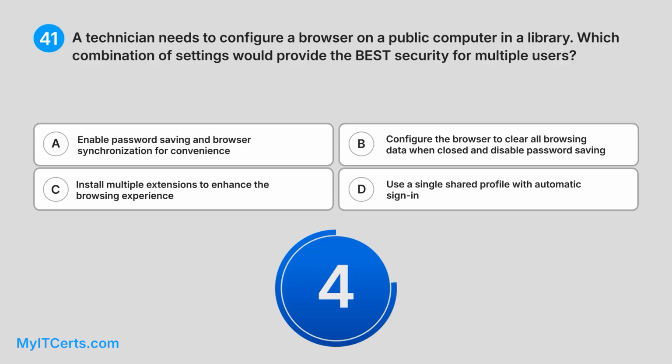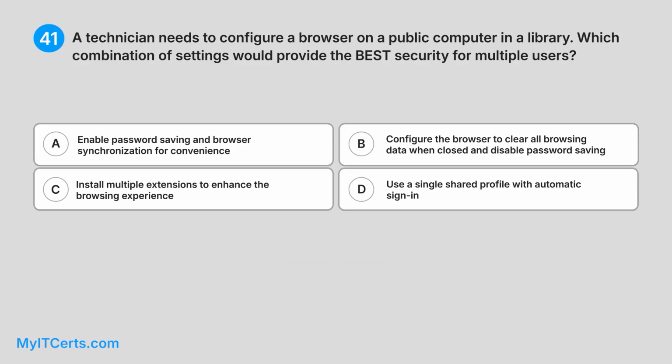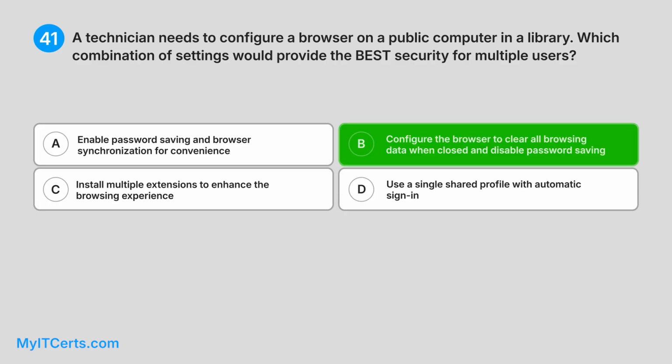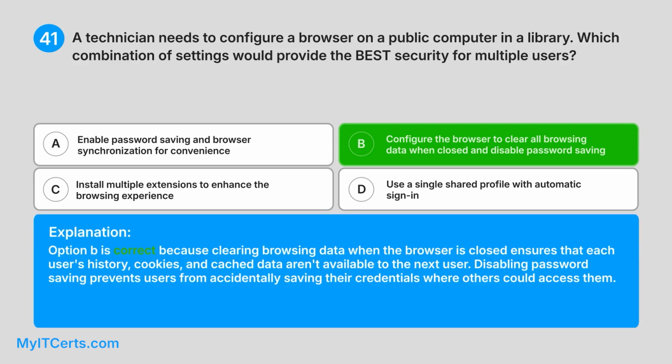Do you know the answer? Correct answer. B. Configure the browser to clear all browsing data when closed and disable password saving. Explanation. Option B is correct because clearing browsing data when the browser is closed ensures that each user's history, cookies, and cached data aren't available to the next user. Disabling password saving prevents users from accidentally saving their credentials where others could access them.